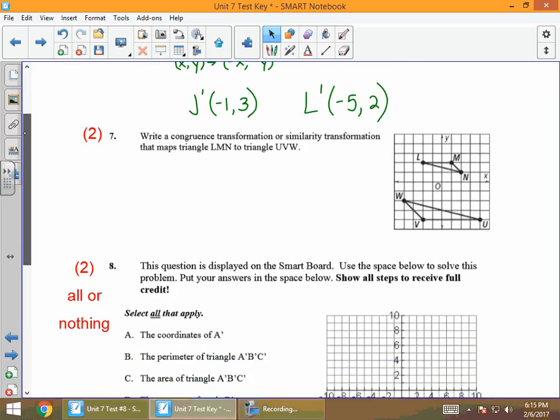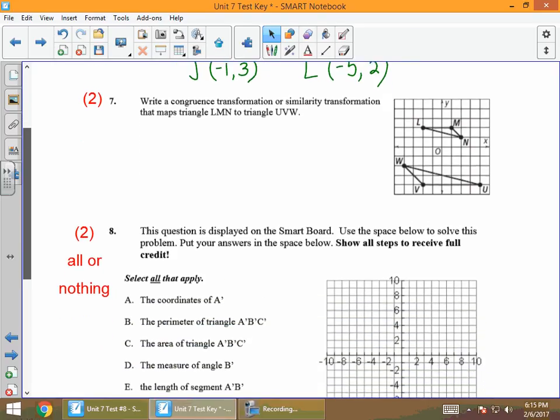Question number 7 says write a congruence transformation or similarity transformation that maps triangle LMN. So we're going to start here with this one. And I have to turn it into the larger one. So the first thing I'm going to do is, this is one of those problems where I think: dilate it, rotate it, translate it.